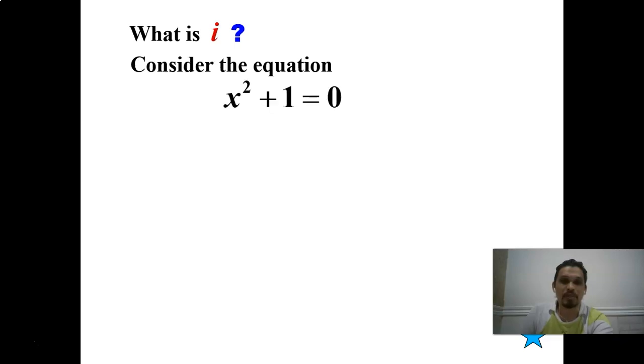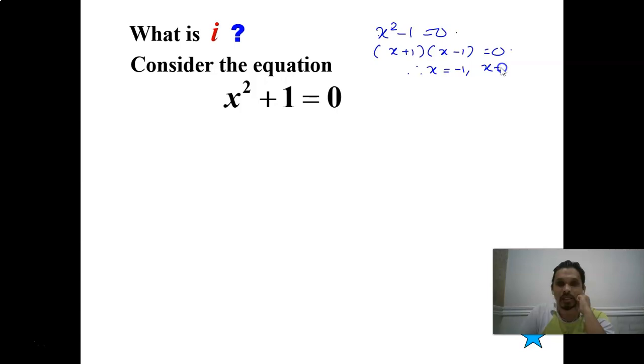Complex numbers. Okay, now what is I? Okay, consider the equation x squared plus 1 equal to 0. Okay, this one is not similar to x squared minus 1 equal to 0. Class, please be careful. So for x squared minus 1 equal to 0, we can factorize with x plus 1 and x minus 1 equal to 0. Then we got x equal to negative 1 and x equal to 1.